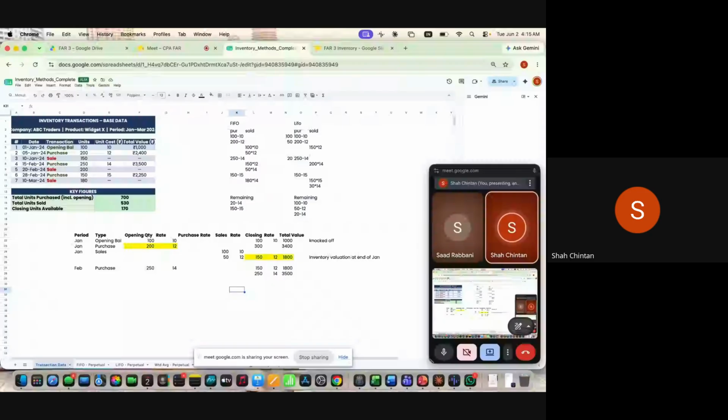When you do a sales, what is the entry? Your first entry is cost of sales account debited to inventory. At what value the cost of sales will go? So 100 units will go at 10 each, plus 50 units will go at 12 each. So your cost of sales becomes 1600.